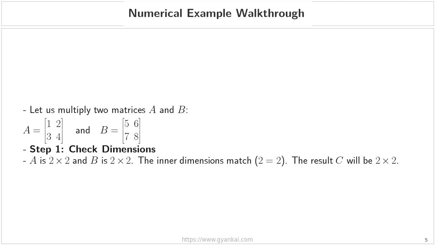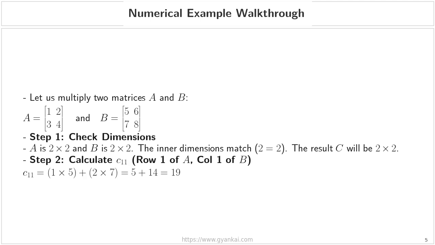Now, let us apply the row-by-column rule to find the individual elements of matrix C. In step 2, we calculate the element in the first row and first column, which we call C11. To do this, we take the first row of matrix A and the first column of matrix B. We multiply 1 by 5 and 2 by 7, then sum these products. This gives us 5 plus 14, which equals 19.